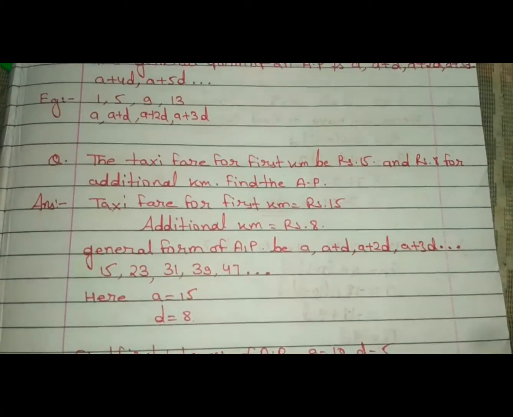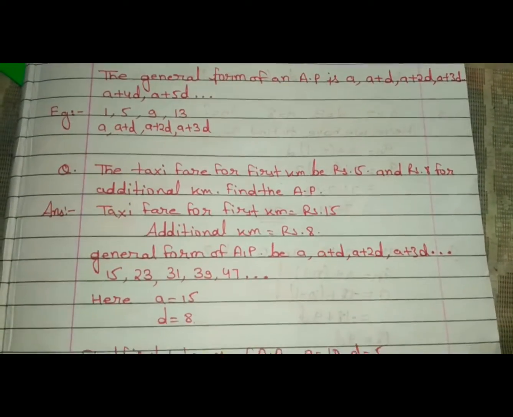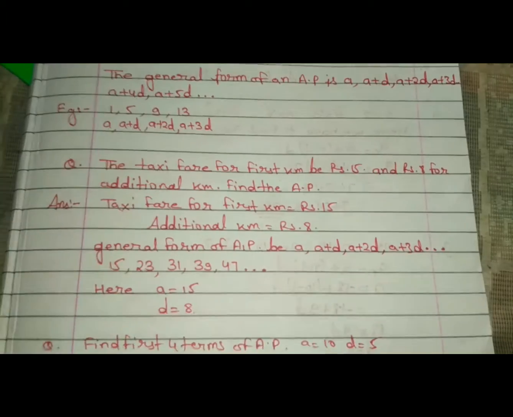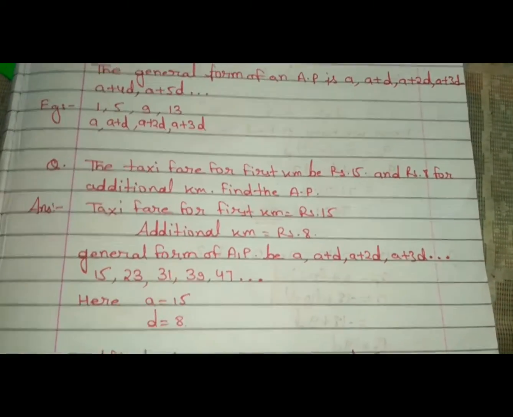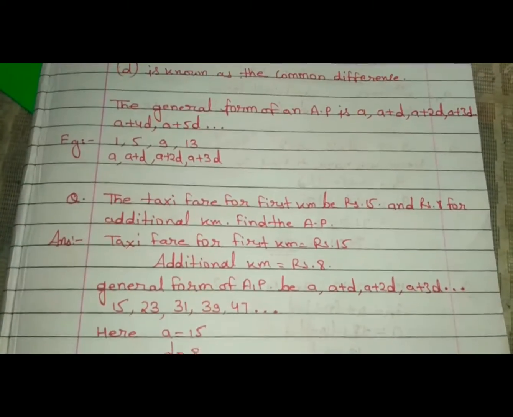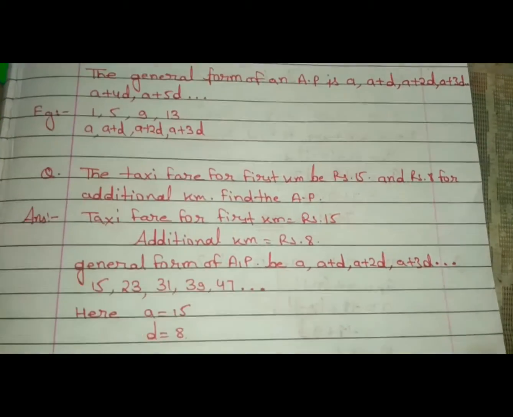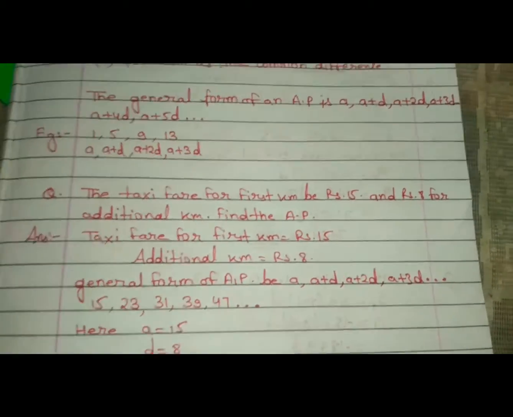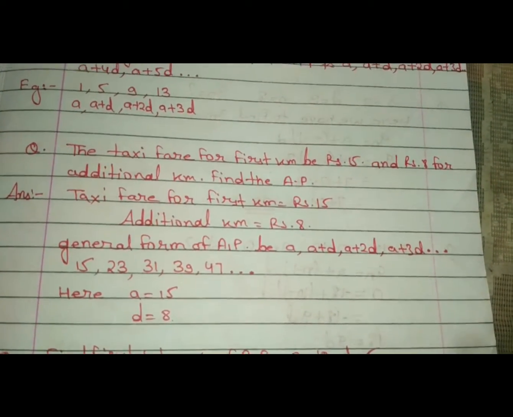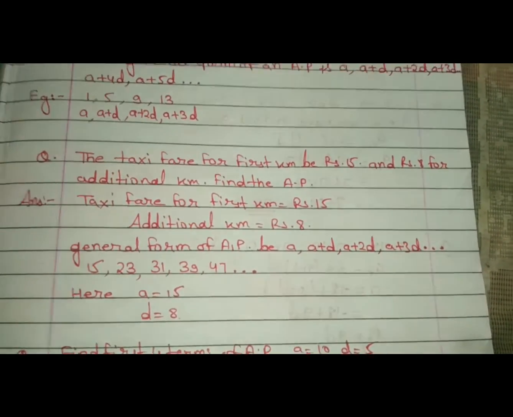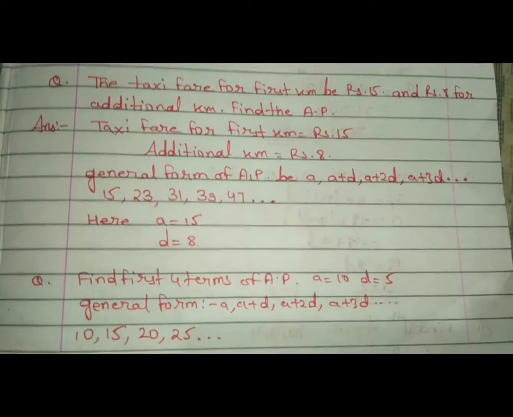So the general form of AP, we know, is a, a plus d, a plus 2d, a plus 3d, a plus 4d, and so on. So 15, 23, 31, 39, 47, like that. A equals 15, a plus d is 15 plus 8, which equals 23, a plus 2d is 15 plus 8 into 2, that is 15 plus 16, which equals 31, and so on. Here a equals 15 and d equals 8.